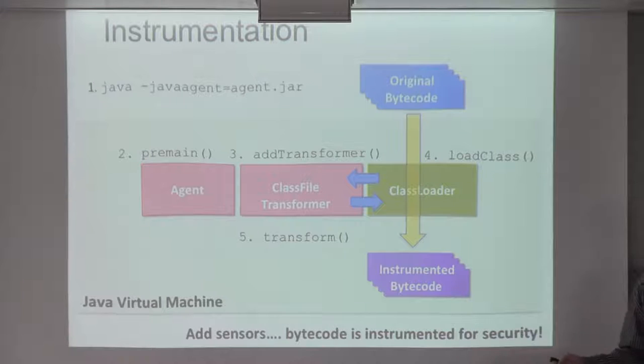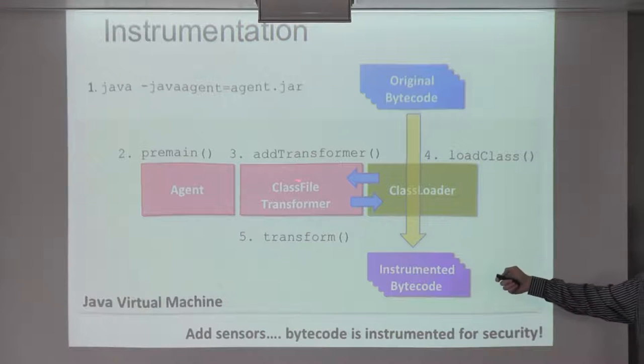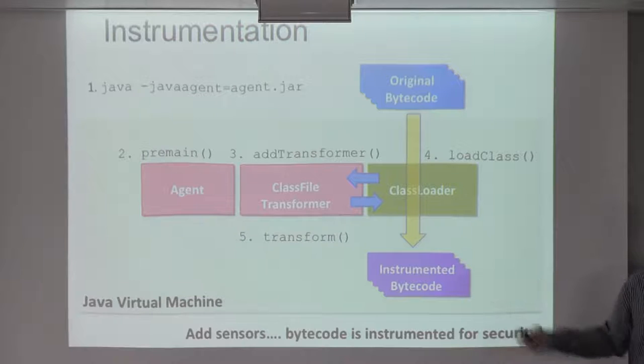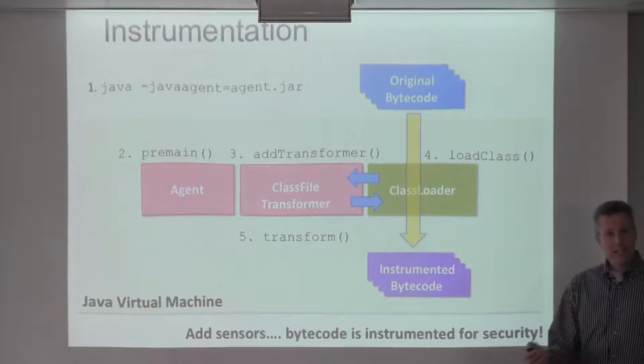That's it. So in that pre-main method, you can add a class file transformer that intercepts the bytecode that's normally being loaded by the class loader. You're basically hooking the class loader. You're getting the bytes here, and you can modify those bytes. So you need to parse them with something like ASM or BCEL or something. Parse them. You can add code. You can change code. You can delete things.